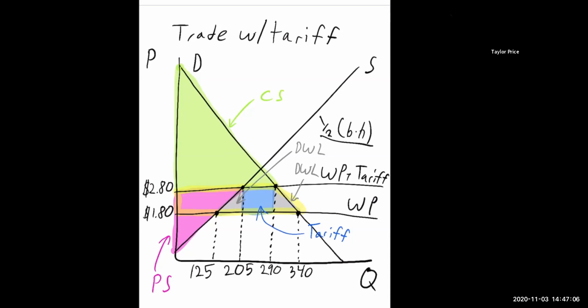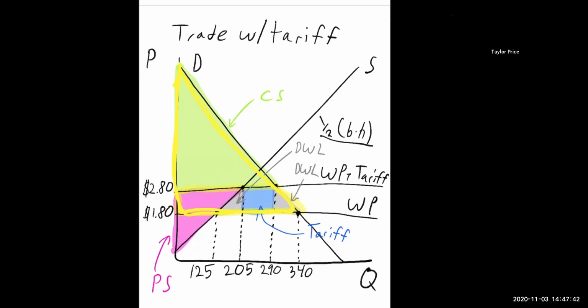consumer surplus without the tariff is this yellow line. So this is consumer surplus without the tariff. But when there is a tariff added, we then have consumer surplus being reduced to the green triangle, and producer surplus increases to the pink triangle. And we have this chunk of deadweight loss, this chunk of deadweight loss, and this tariff revenue.